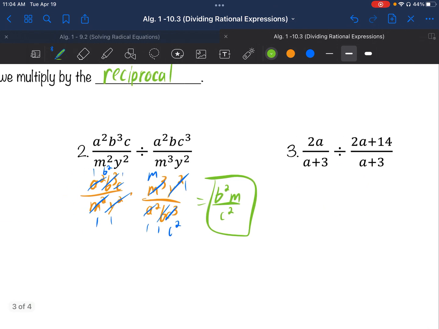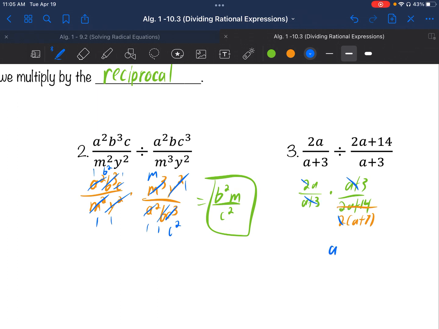Example 3, we're going to start off once again. The left fraction is going to stay exactly identical, 2A over A plus 3. The right fraction will become A plus 3 over 2A plus 14. You might notice, like we had last class, we can simplify by factoring first and making this a 2 times A plus 7. Well, all of a sudden now, this 2 and this 2 can reduce, and then the A plus 3's can still reduce.